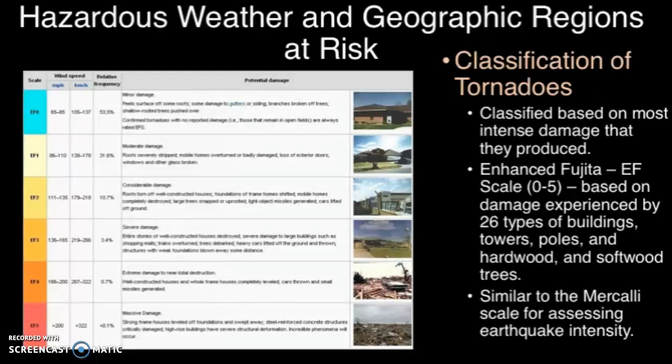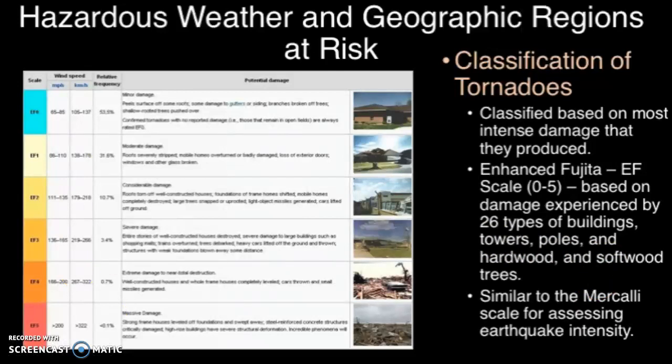Okay, so the scale itself is based on a Fujita scale, which used to be the previous scale, not the enhanced Fujita, but just Fujita. And it is based on the damage experienced by 26 types of buildings, by towers, by poles, and by hardwood and softwood trees. So again, it goes from 0 to 5, depending on the amount of damage felt by 26 types of buildings, towers, poles, hardwood, and softwood trees.